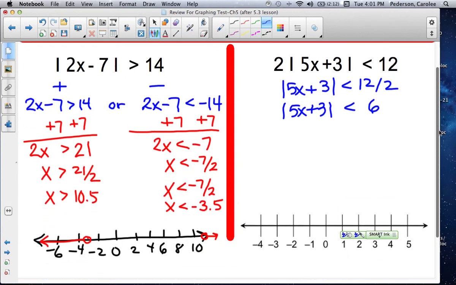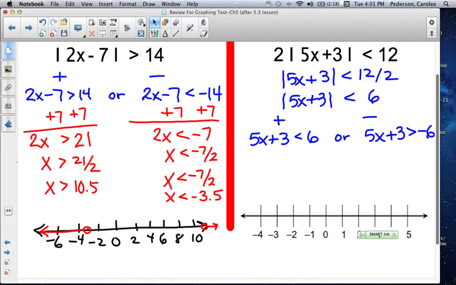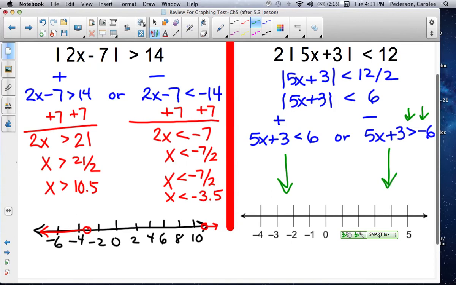Now you're at the same place as this example on the left. We break it up into its positive scenario and the negative scenario. 5x plus 3 is less than 6, or 5x plus 3 is greater than negative 6. Notice the two things that happen over here: the sign changes and the sign changes. And then you just continue solving for x, and then graph that on the number line.